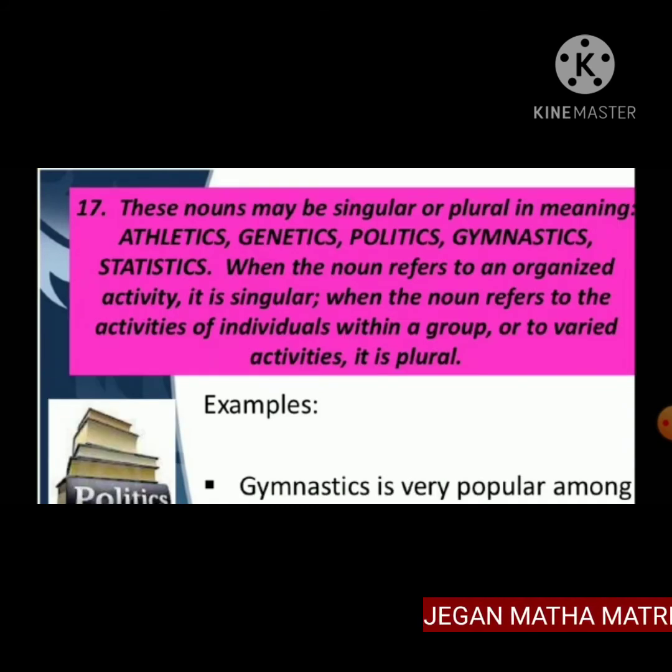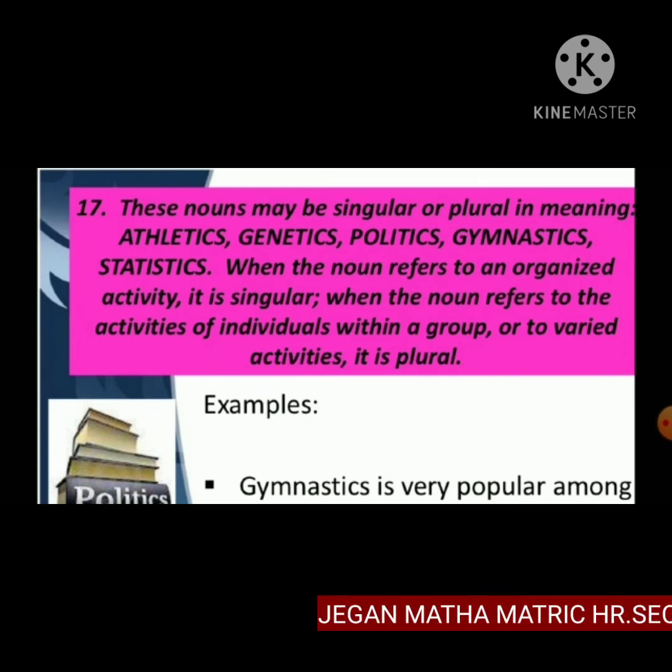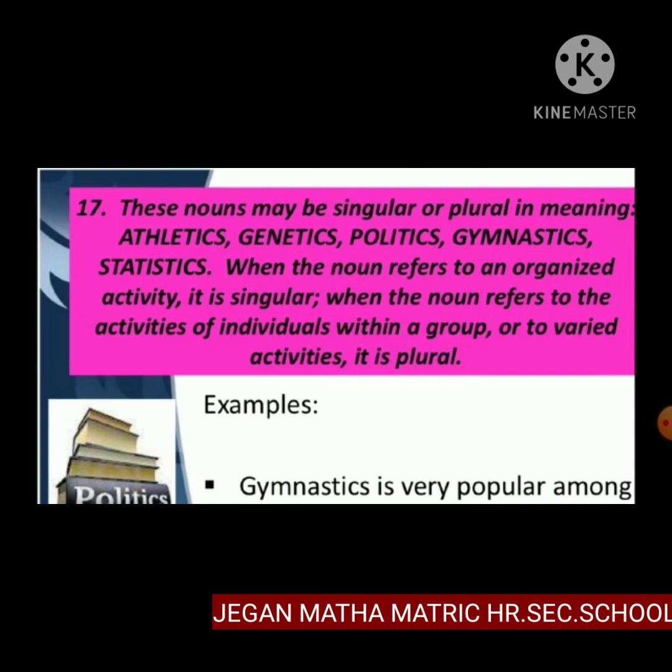These nouns may be singular or plural in meaning: athletics, genetics, politics, gymnastics, statistics. When the noun refers to an organized activity, it is singular. When the noun refers to the activities of individuals within a group or to varied activities, it is plural. For example, mathematics is my favorite subject, so here it is considered a singular subject. Gymnastics is very popular.